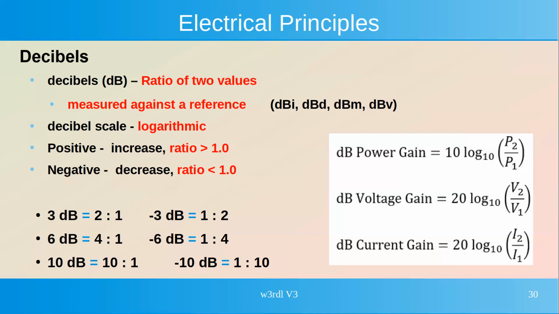Let me back up. I'm getting messed up. A ratio of 10 is going to give me 10 dB. A ratio of 100 is going to give me 20 dB. A ratio of 1,000 is going to give me 30 dB. So they go up in those powers.